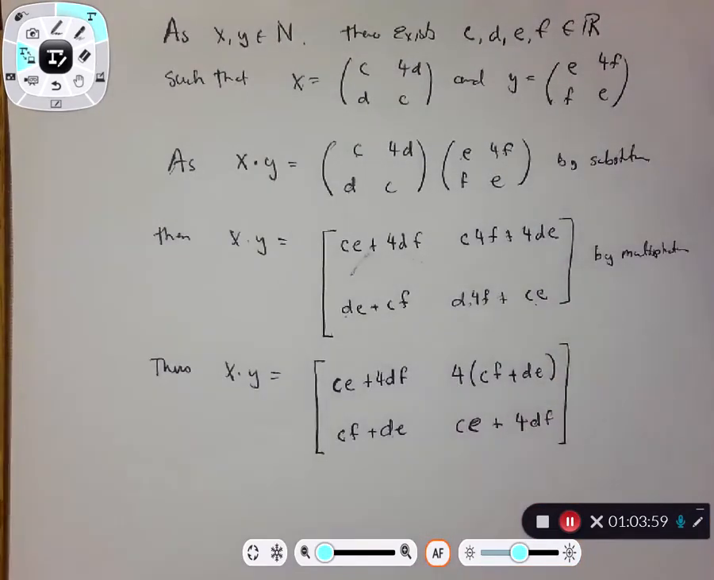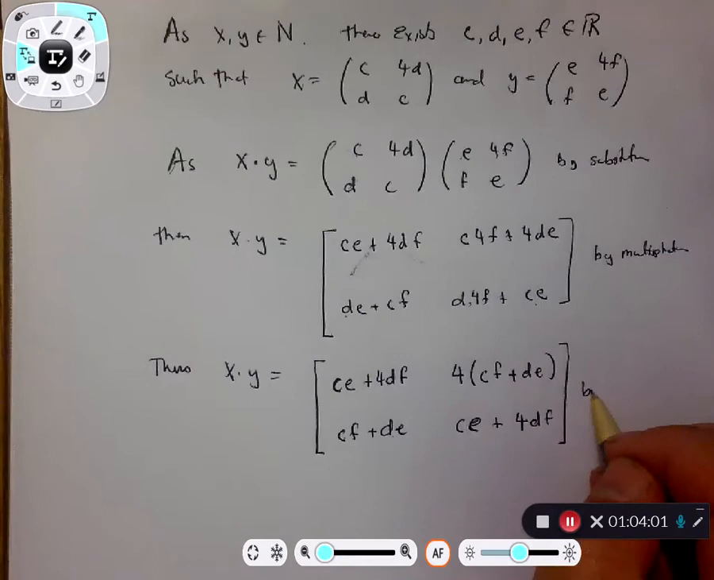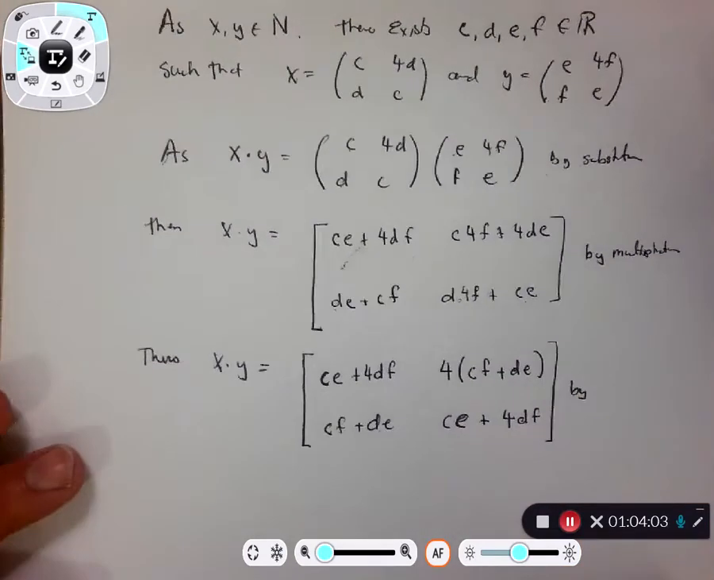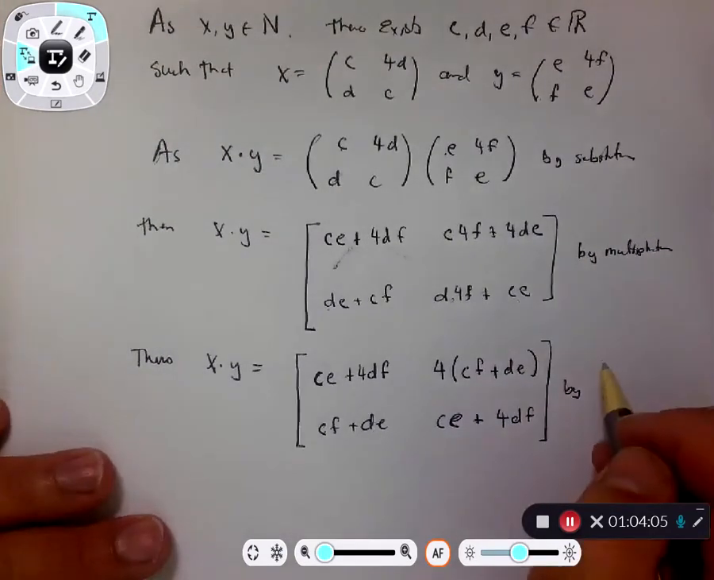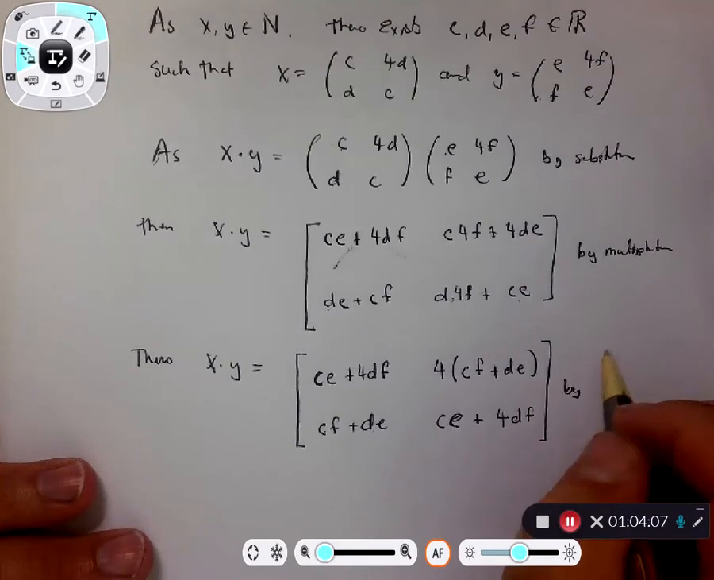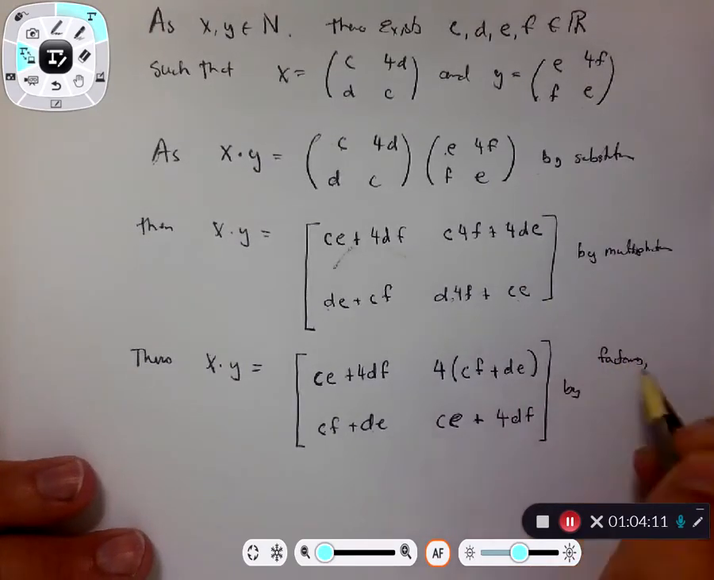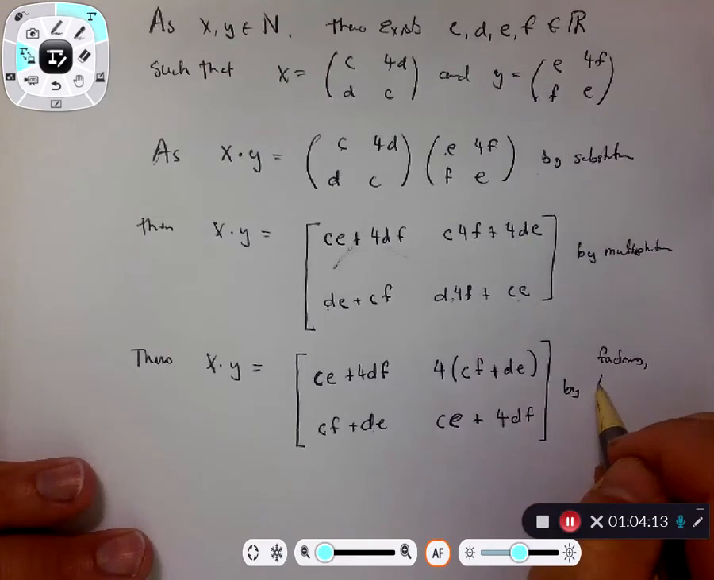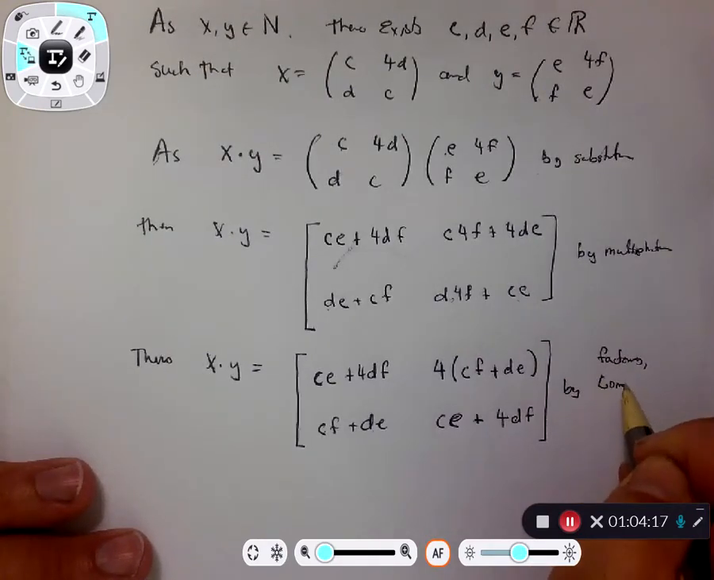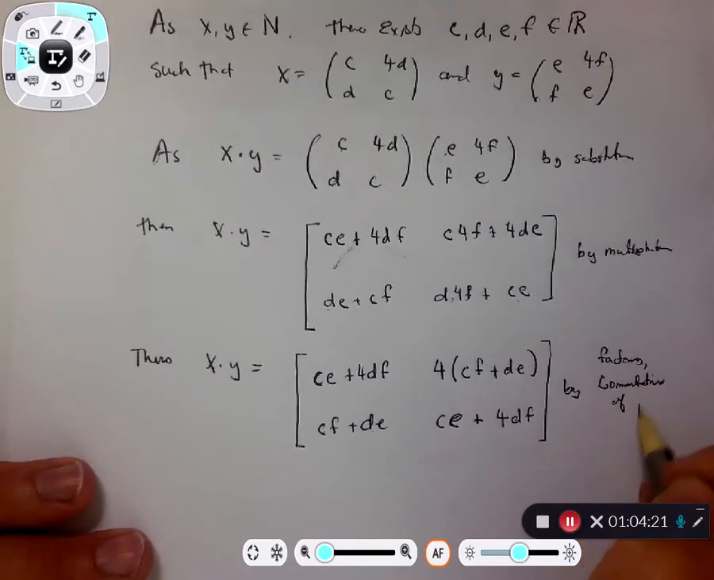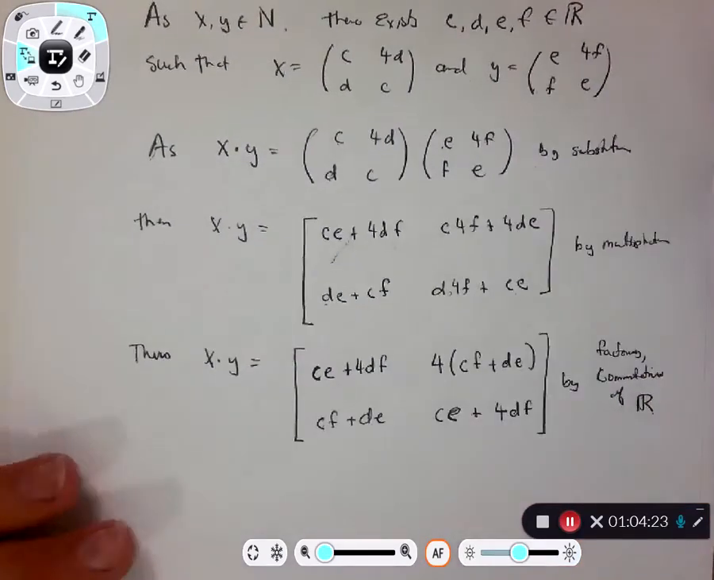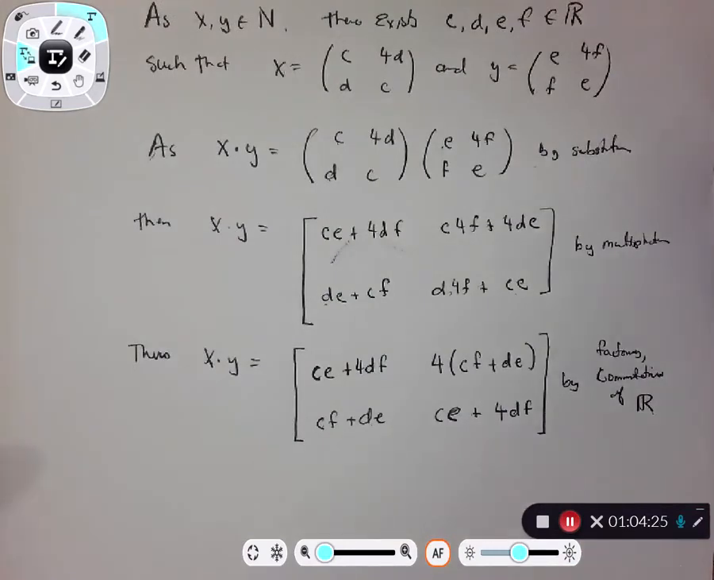Look at your structure, and I'll list all the things we did here. This is of the real numbers. We did factoring, distribution property, if you will. We also did commutativity. We moved some elements around. And factoring, commutative property of the real numbers. Okay. But look at their structure.